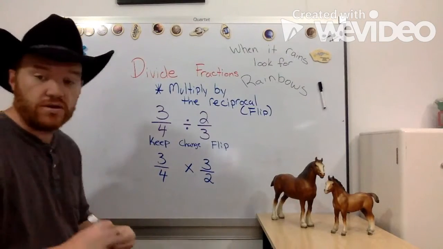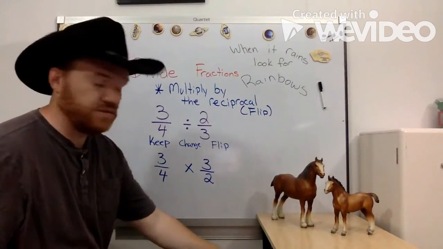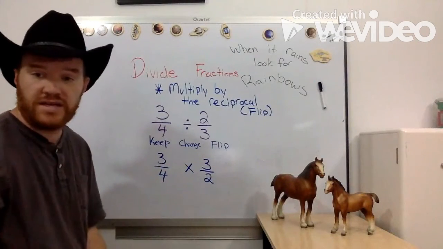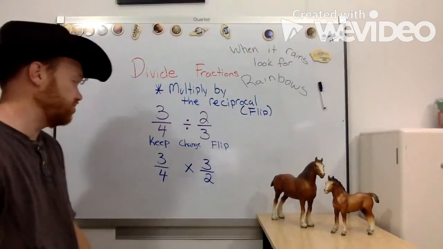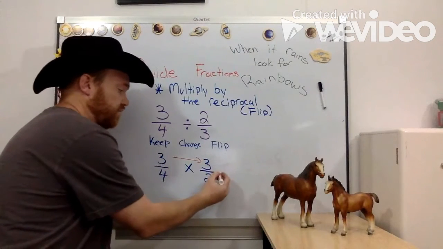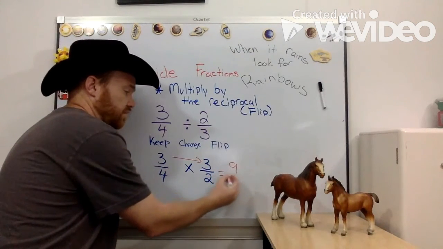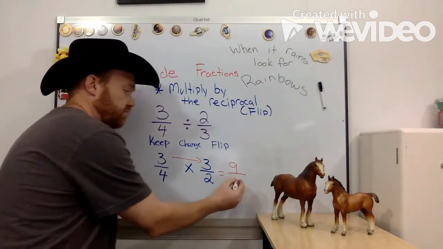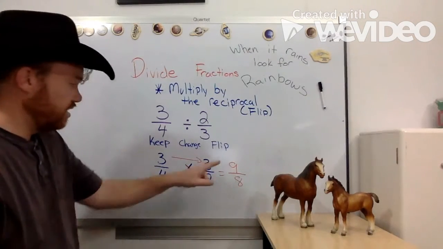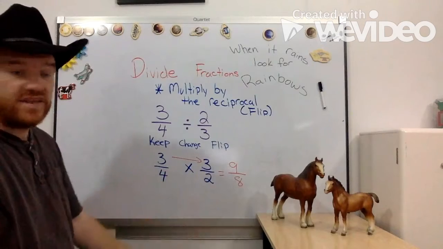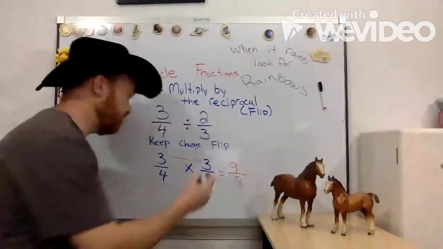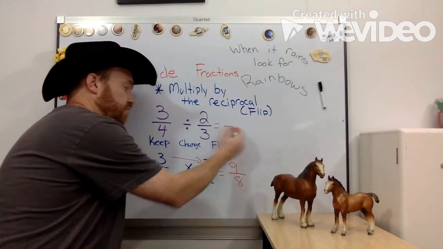Now, to multiply fractions, all we got to do is just multiply numerators, multiply denominators. That's it. That's all there is to it. So I go ahead and I multiply straight across. 3 times 3 is 9. 4 times 2 is 8. So now I have a fraction of 9/8. That is my answer to my division problem.